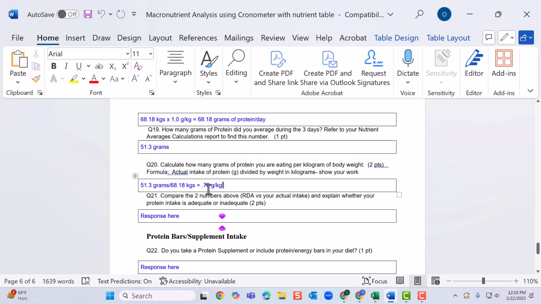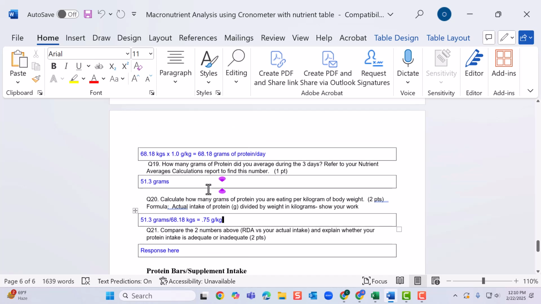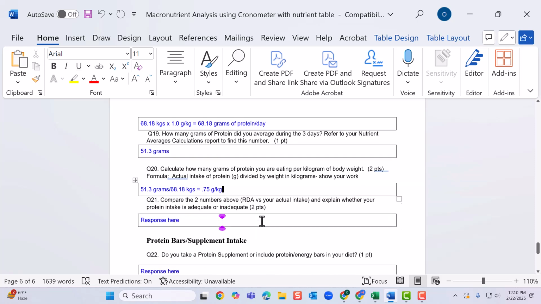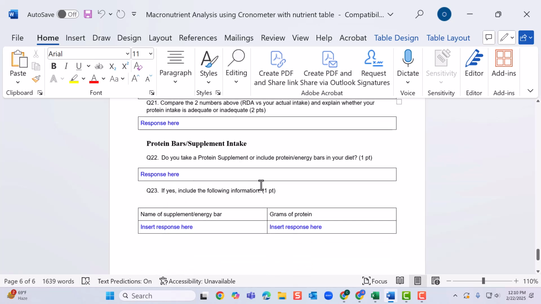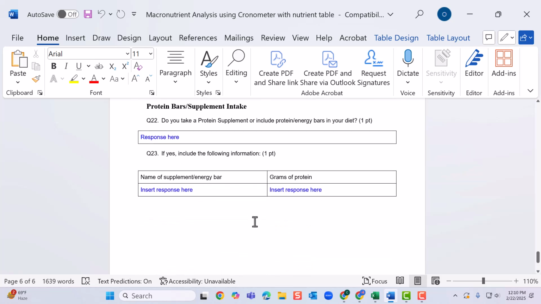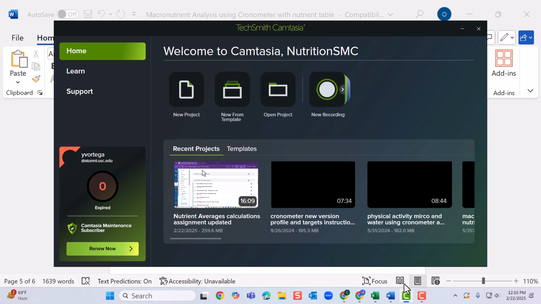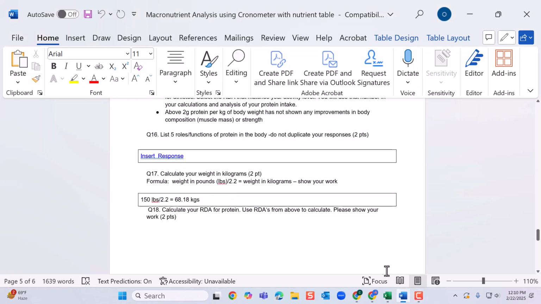Now, is that enough? Well, I used 1.0 and I'm only getting 0.75, so you have to analyze, are you getting enough protein? Do you take a supplement? If you do, enter that information here. Okay, so that is the macronutrient analysis. Any questions? If you have any questions, feel free to email me.